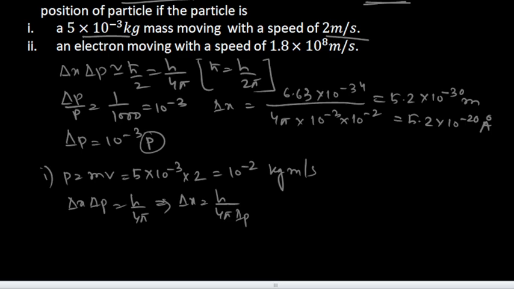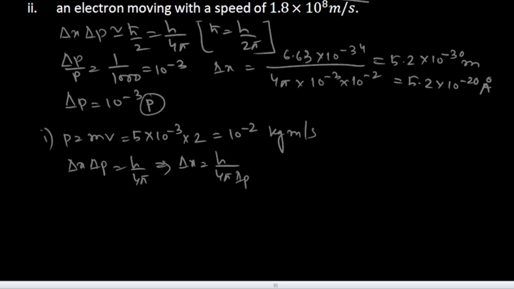Let's look at the second part of the question. We have an electron moving with a speed of 1.8 into 10 to the power 8 meter per second. Again, the first thing you notice here is that this value is very close to c, which is the speed of light. So this is a relativistic case. So in this case, when we're doing p equal to mv, m is the relativistic mass. So let's write that down with rest mass.